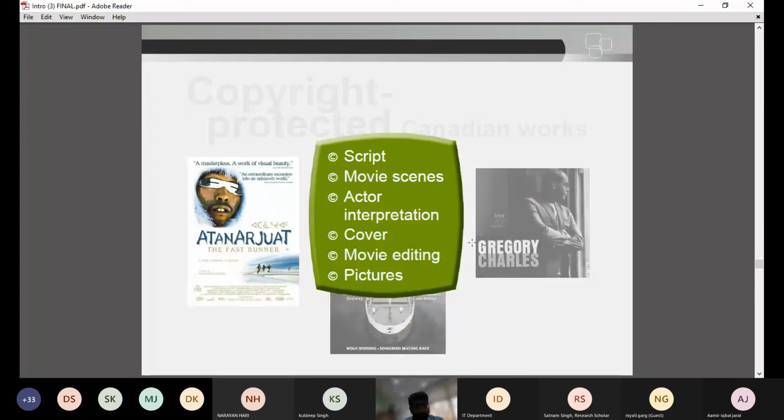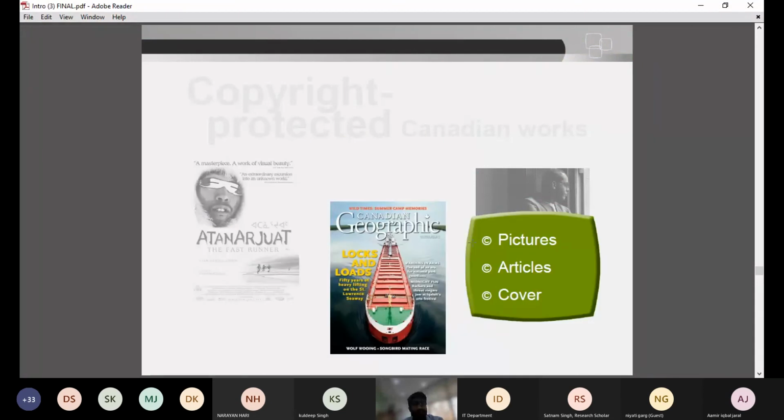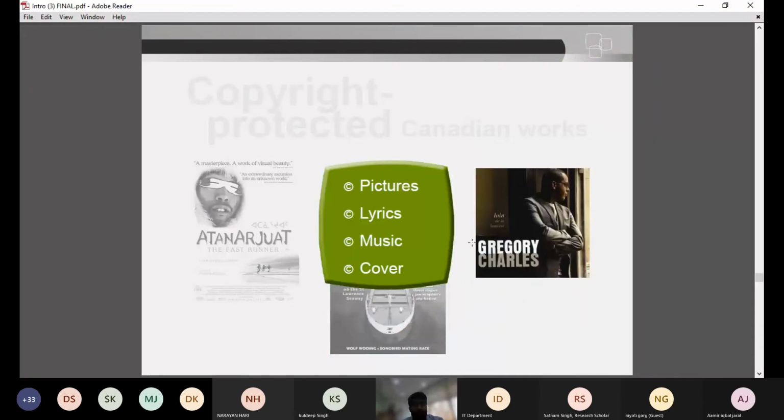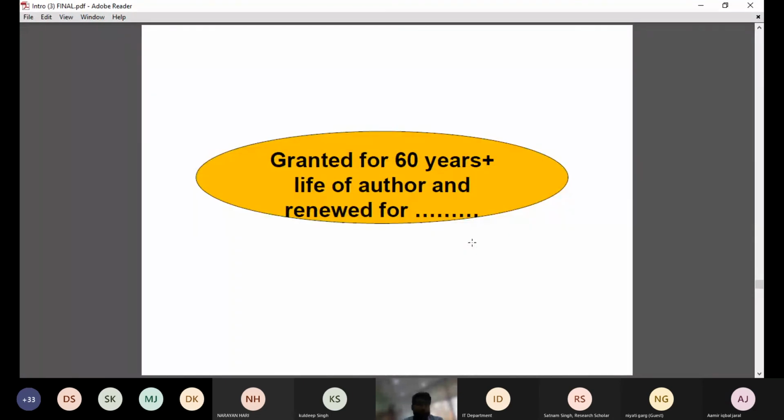What can be protected is mentioned on your screen: movie scenes, actor interpretation, cover, movie editing, pictures, articles, lyrics, music cover. All these things can get protection under copyright law. And the timeline of a copyright is 60 years plus the life of the author. Suppose I am the author of a particular work: from the day I die, plus 60 years, the rights will be transferred to my legal successors, who will enjoy the rights over my work.